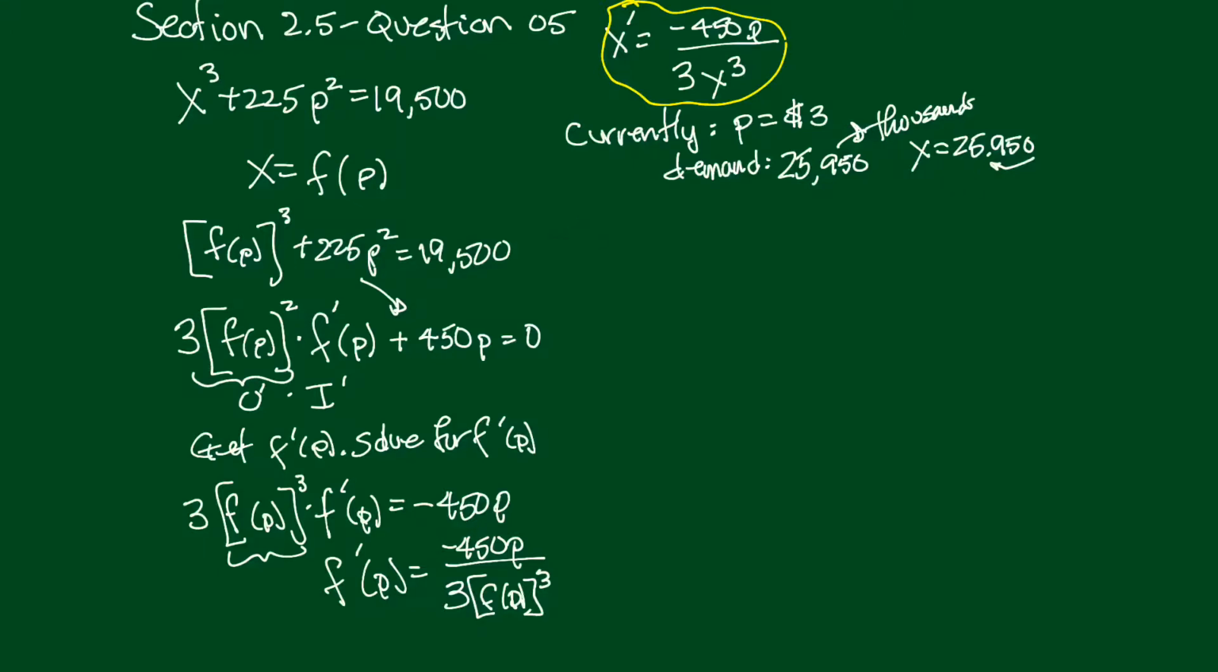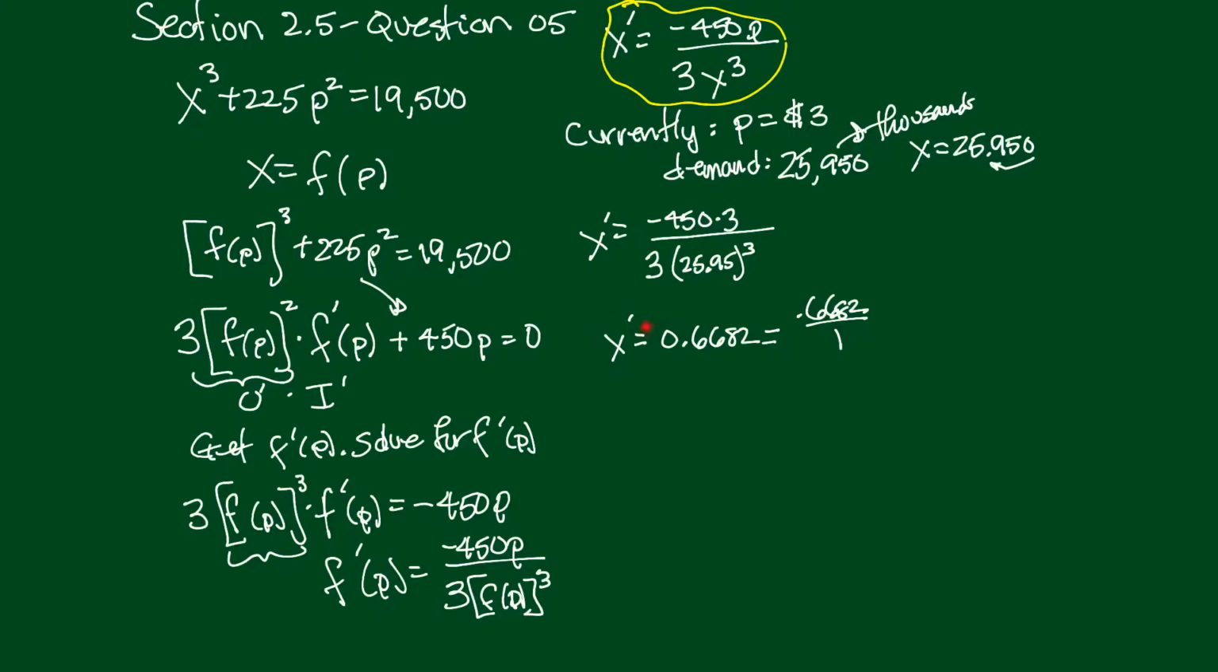Let's compute. So we'll get x prime is equal to negative 450 times the price, which is 3, over 3 times x, which is 25.95 cubed. Now, my calculator is showing that x prime is equal to 0.6682. Now, let's see what this means. Remember, this is slope, so I'm going to write it as a slope as 0.6682 all over 1.